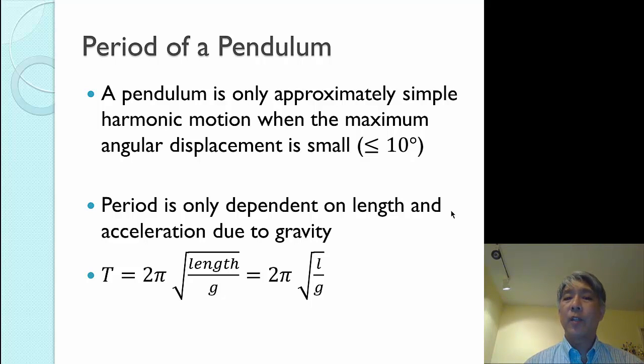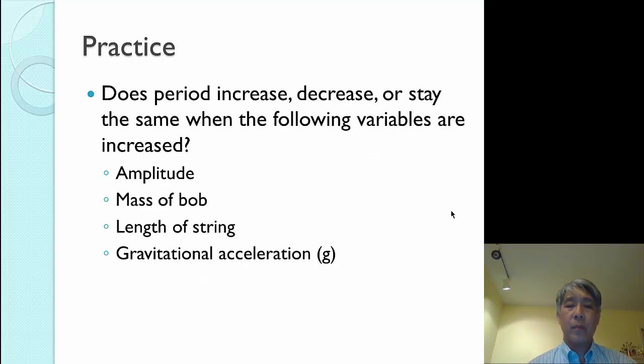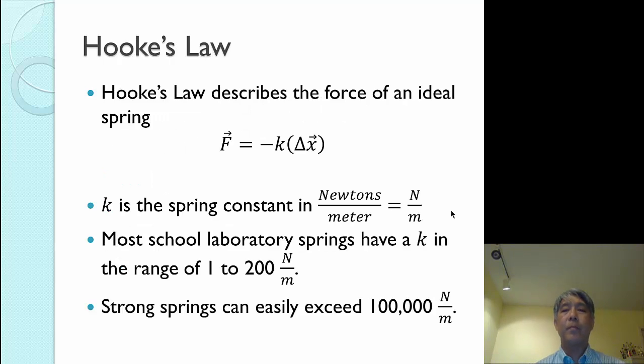The only two things that the period is going to be dependent on are the length of the pendulum and the acceleration due to gravity. So just a question to get some practice. Does the period of a pendulum increase, decrease, or stay the same when the following variables are increased? Amplitude, mass of bob, length of the string, gravitational acceleration. Increase, decrease, or stay the same. And we'll talk about that in class next time.